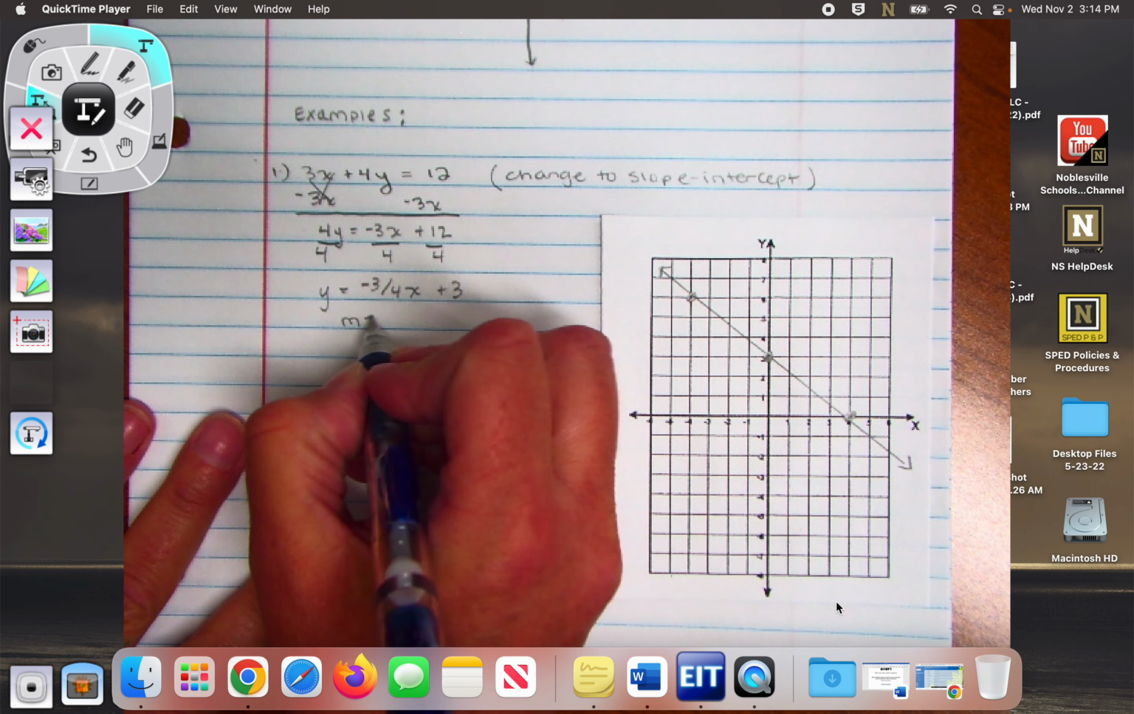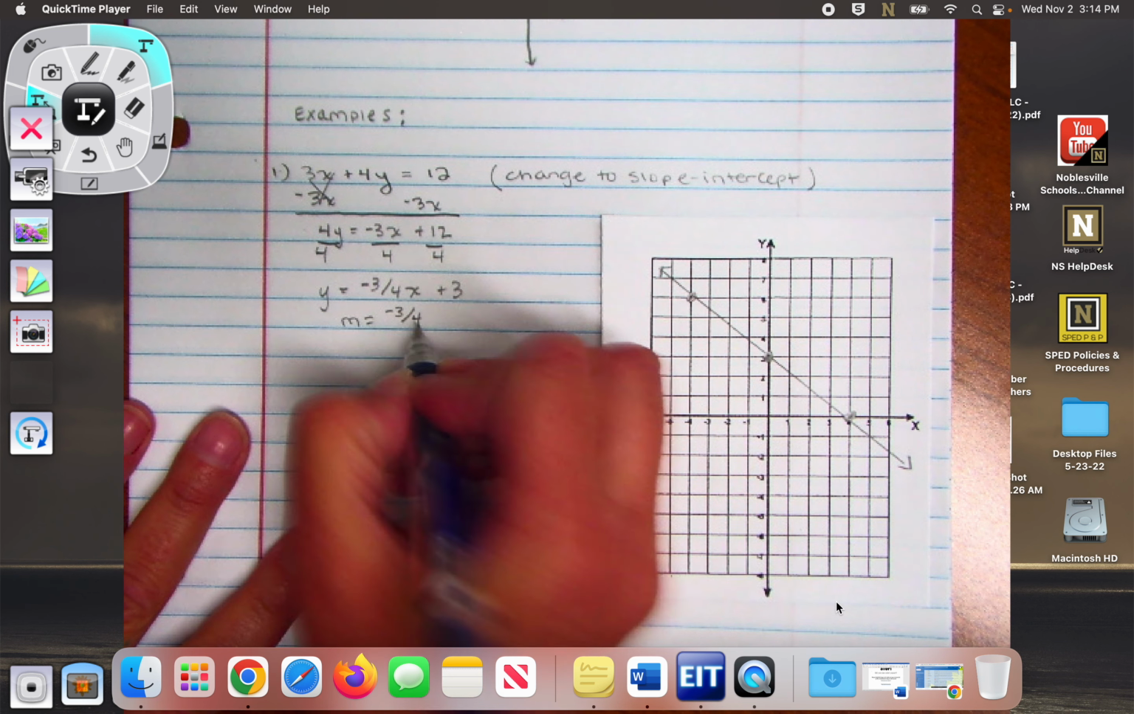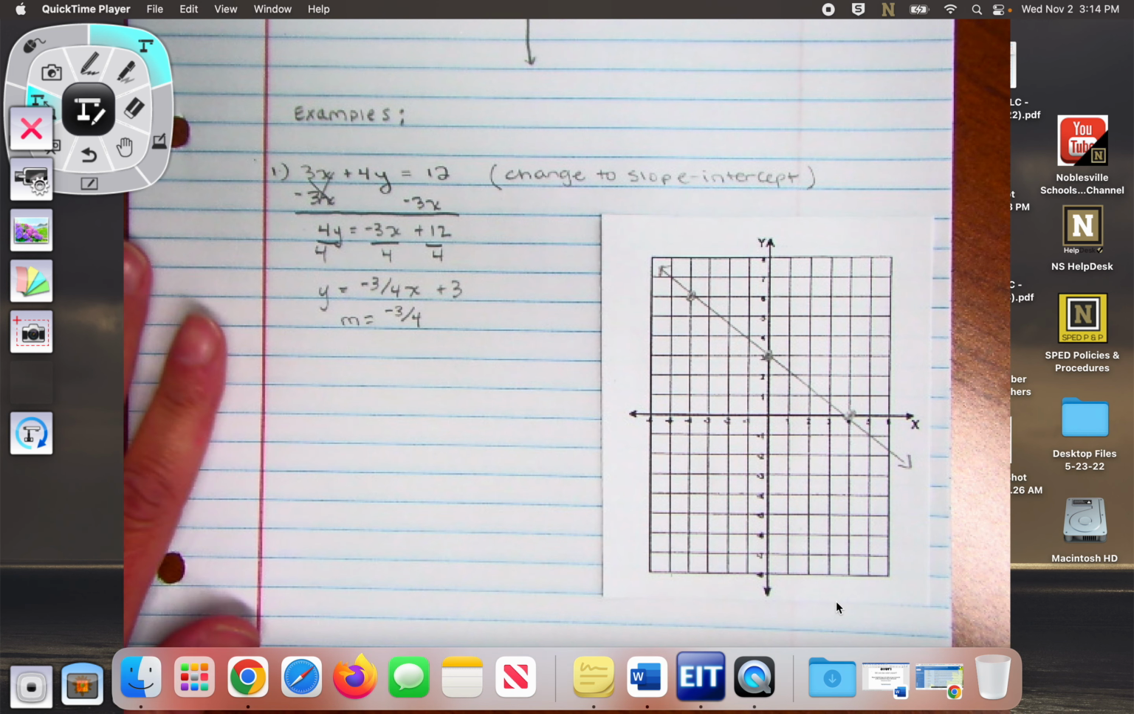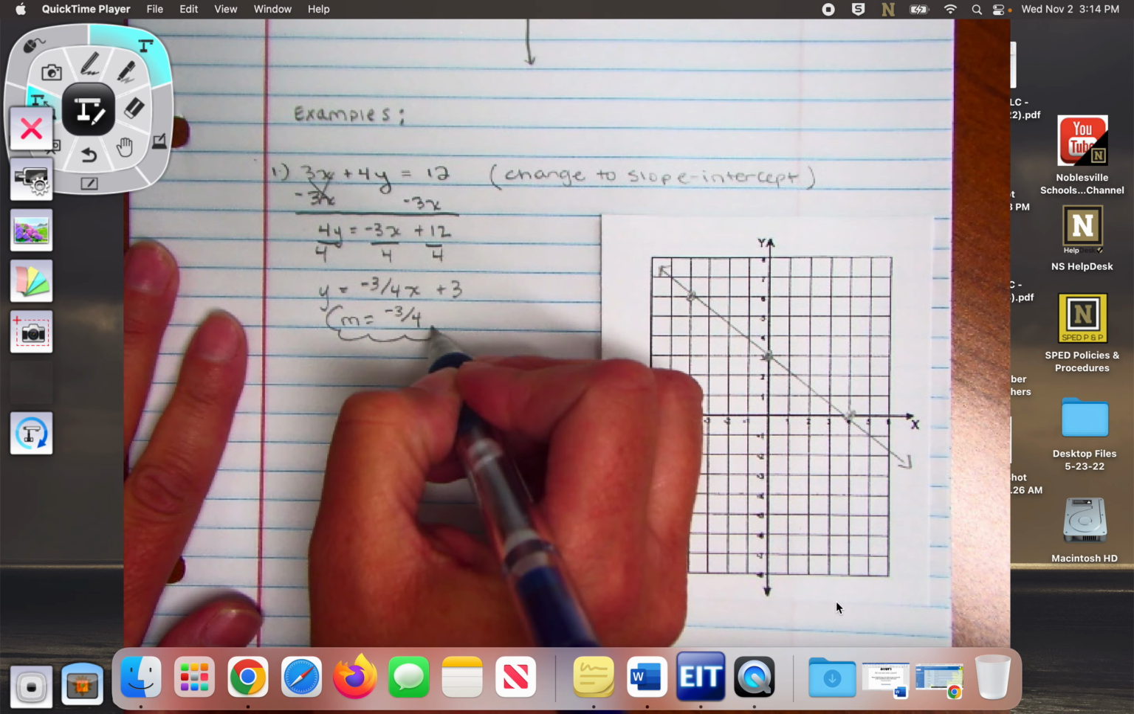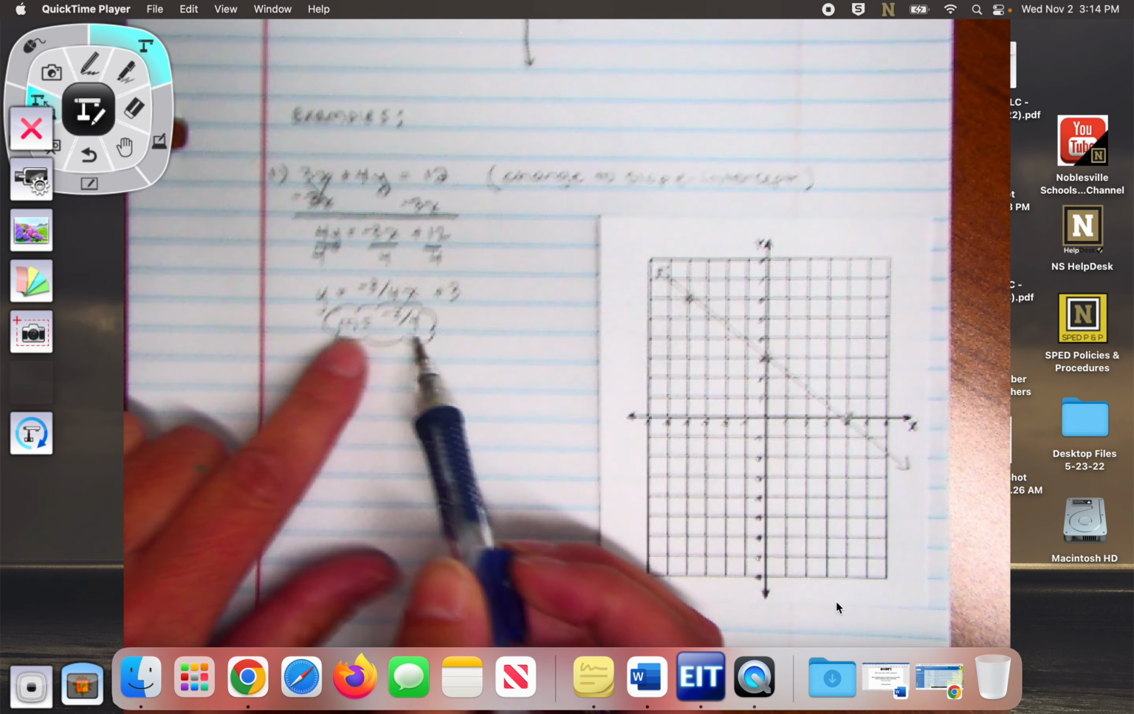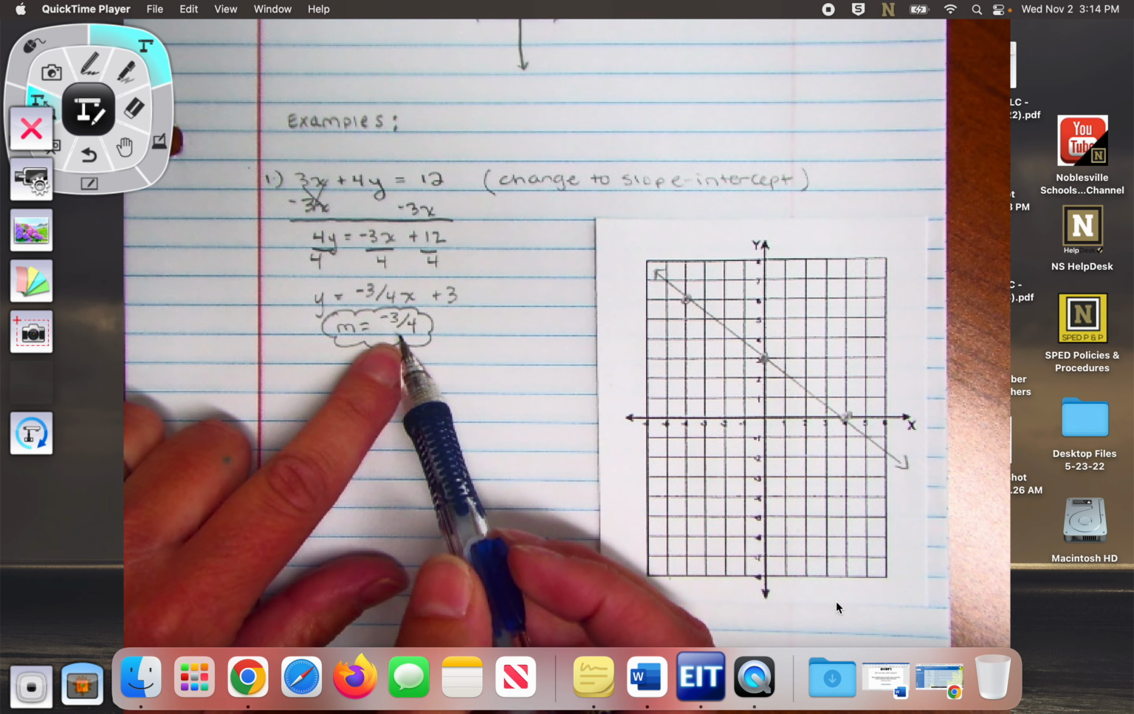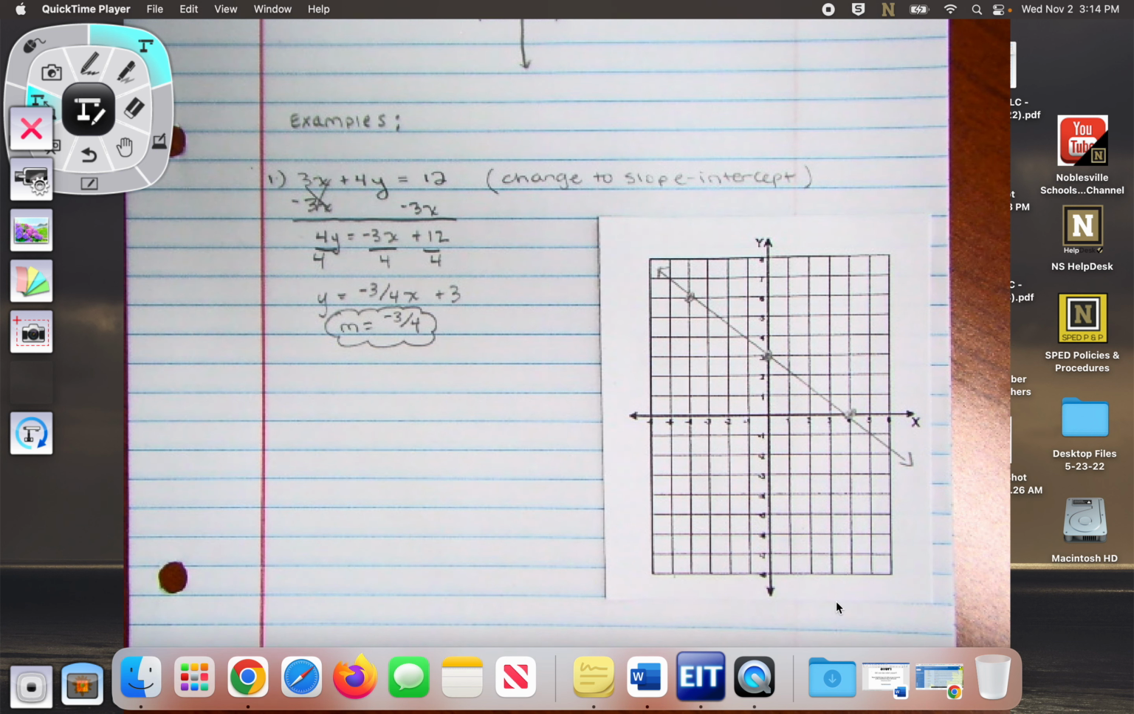And my slope here is -3/4. That's something you want to pay close attention to because we are talking about the connection of the slopes and how that creates either parallel or perpendicular lines.